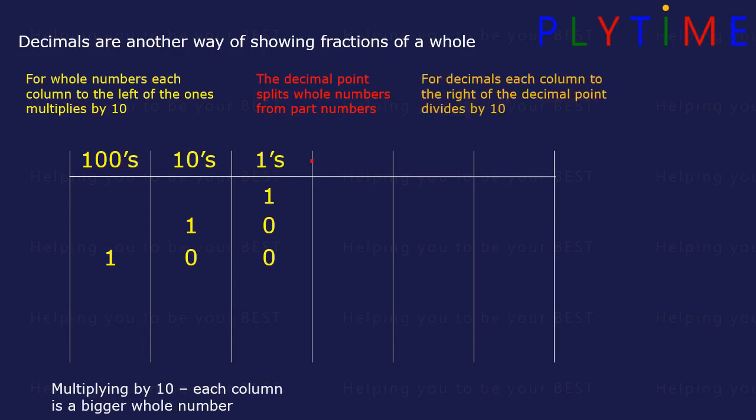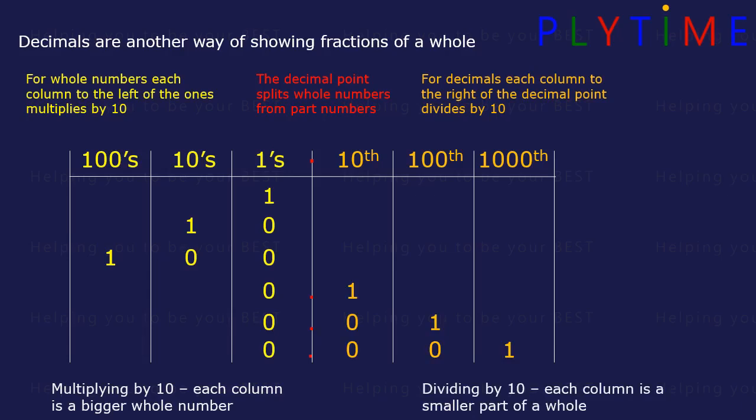For decimals, each column to the right of the decimal point divides by 10. So we have tenths, hundredths and thousandths. 0.1 is a tenth, 0.01 is a hundredth and 0.001 is a thousandth. Dividing by 10, each column is a smaller part of a whole.